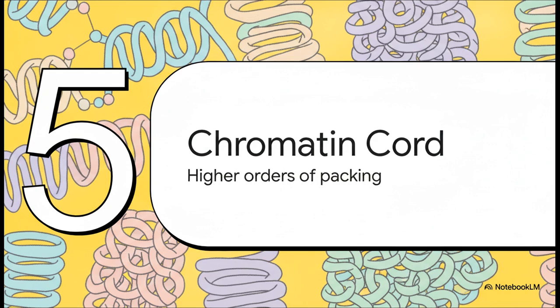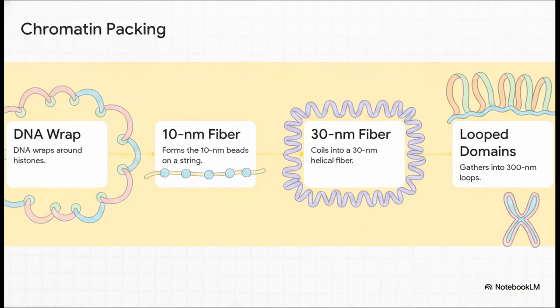On to section 5, the chromatin telephone cord. Now that we have our nucleosome beads, the cell stacks these spools into increasingly complex structures to save even more space, creating a dense material known as chromatin. So how does this all stack up? First, we get the 10-nanometer fiber, which literally looks like beads on a string. Then, those beads twist themselves into a 30-nanometer helical fiber. If you remember those old-fashioned spiral telephone cords, it's exactly like that.